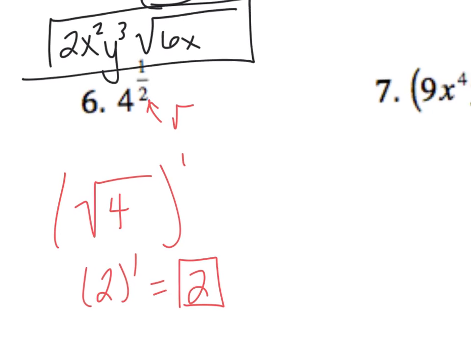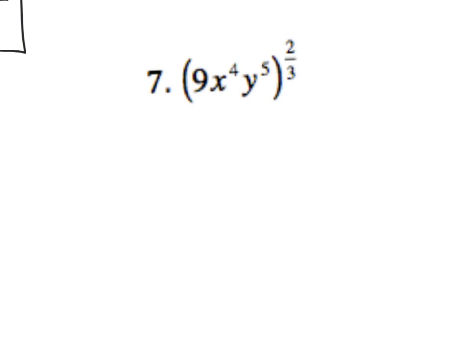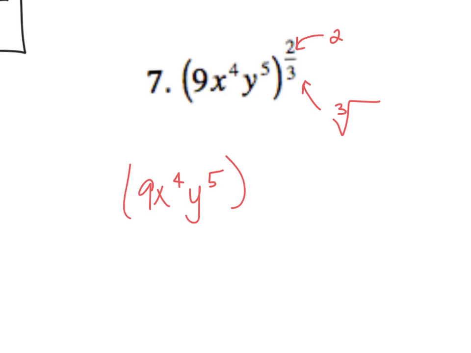Okay, let's get a little bit trickier here. In 7, I've got the 3 on the bottom. This tells me I'm going to do the cube root. And the 2 tells me I'm going to do this twice. So I have 9x to the 4th, y to the 5th. And I'm going to cube root this, and then I'm going to square it. Now you can do the squared first, or you can cube root it first. It does not matter.